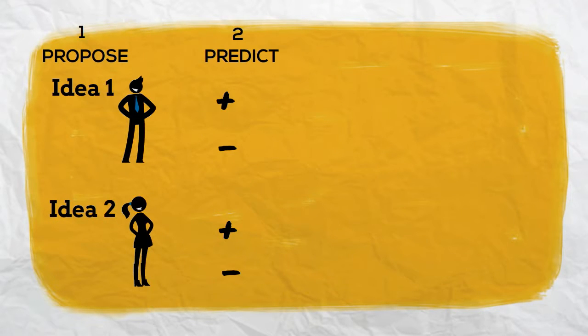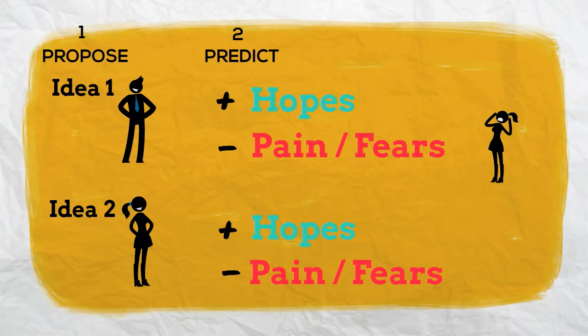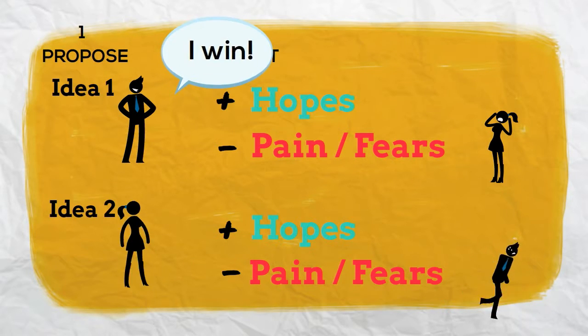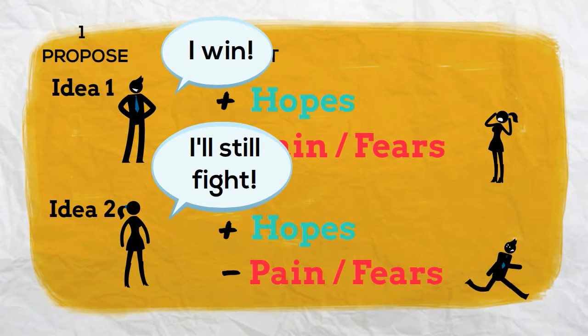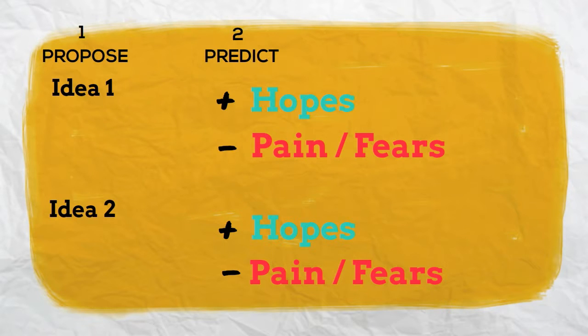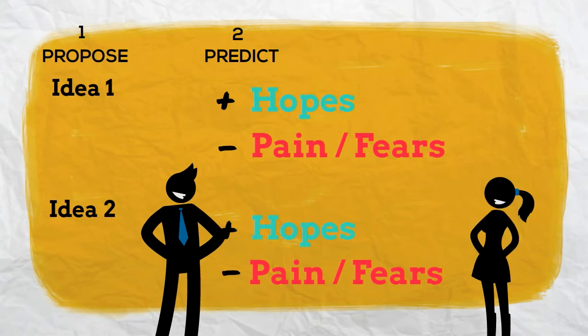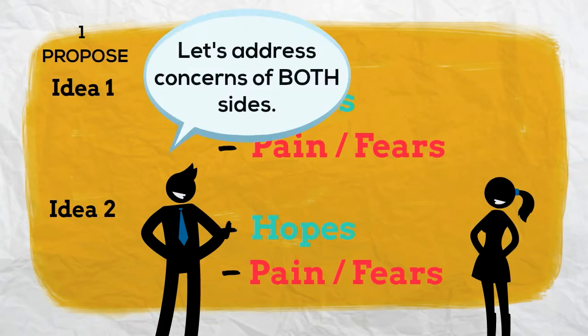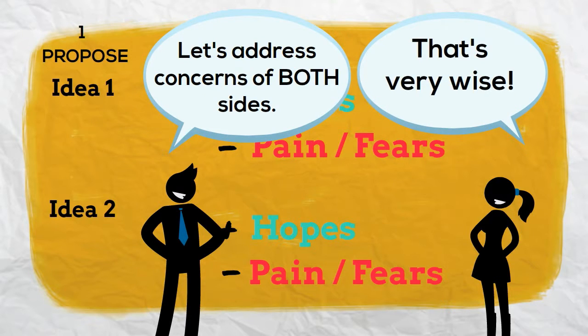Because the positive predictions are our hopes for making things better, and the negatives are the pain or fears we want to avoid. Campaigns and debates can't be about winning for only your side, because the other side will still chase their hopes and fight against what pains them. In wise debate, wisdom is about having a broad view, so we can address the hopes and pain of as many affected people as possible.